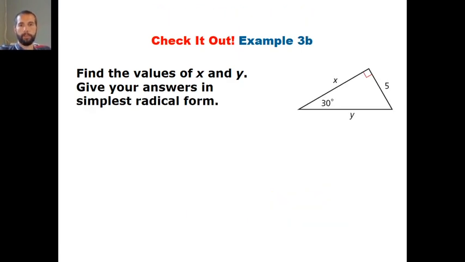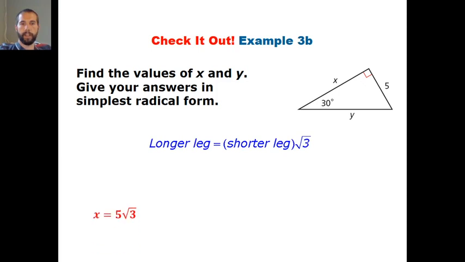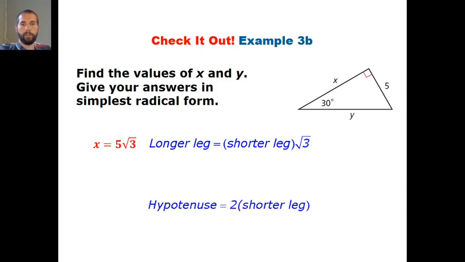Okay, in the next example, they give us the short leg. That's the best one to be given. If you have the short leg, all you need to do is multiply by 2 to get the hypotenuse and multiply by the square root of 3 to get the long leg. So to find the long leg, we're just going to do 5 times the square root of 3, which doesn't reduce, so that's just our answer. To get the hypotenuse, we do 2 times the short leg, which is 2 times 5, so the hypotenuse is 10. That's the best case scenario when they give you a whole number as the short leg.